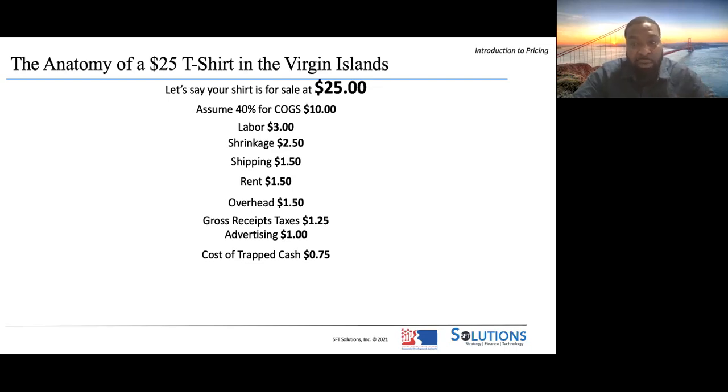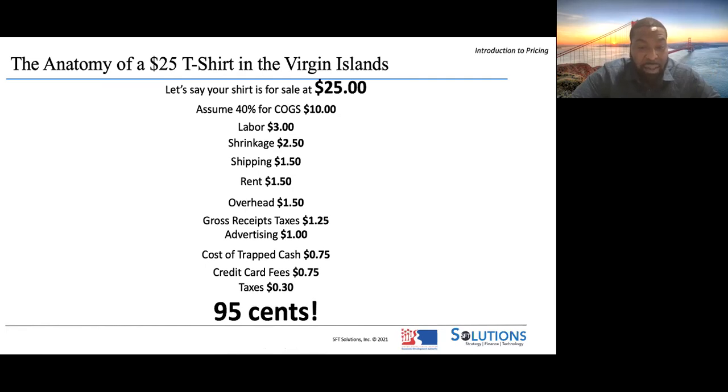You also need to earn a return on that money, or you might as well just let it stay in your bank account. Then by the time you take out the credit card fees and taxes, that T-shirt entrepreneur is left with 95 cents. You have to sell a lot of T-shirts at $25 to make any sort of money. So think about that as you run your own business, right? Do you want to do all this work for 4% profit?